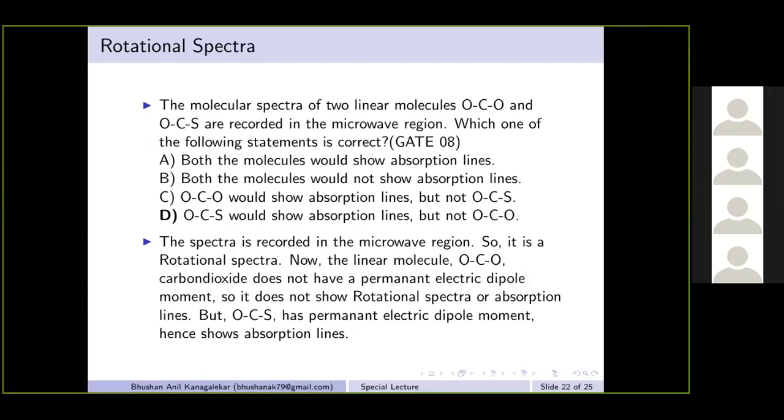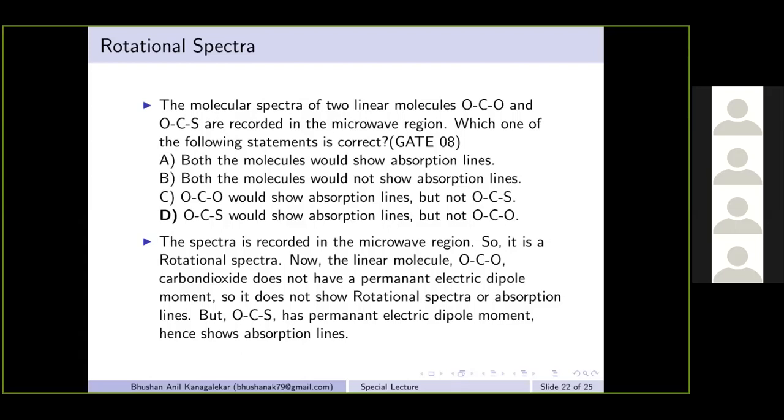So now I go to the rotational spectra. I'm solving another 1 or 2 problems on rotational spectra. So which molecules show rotational spectra, which do not? The question reads: the molecular spectra of 2 linear molecules, CO2, carbon dioxide, and CSO are recorded in the microwave region. Which one of the following statements is correct? So we are talking about the rotational spectrum. Only the lines of the rotational spectrum will be seen in this region.